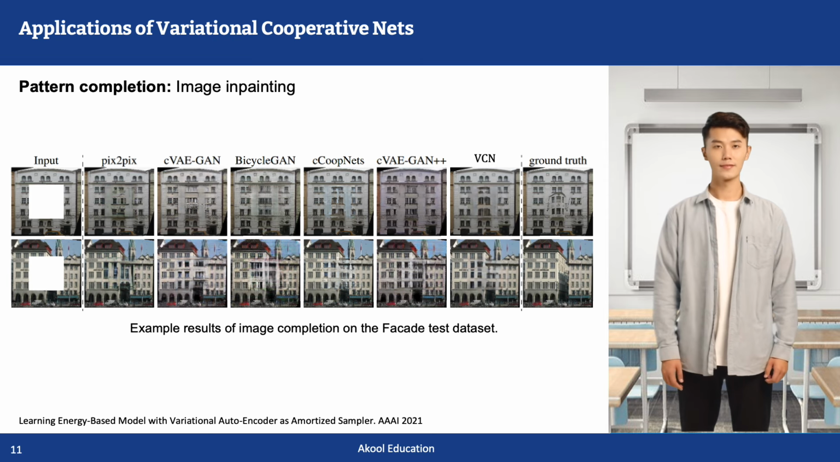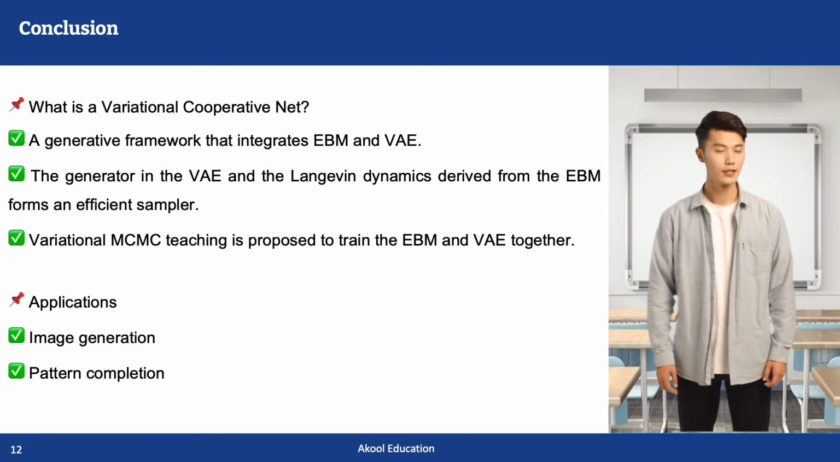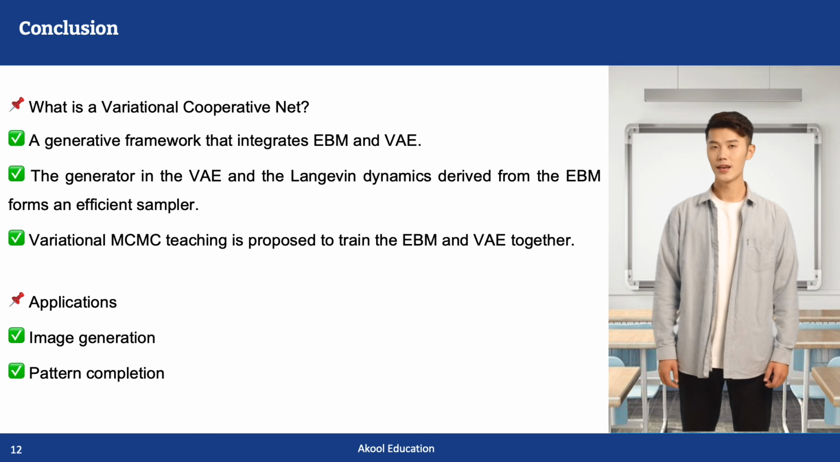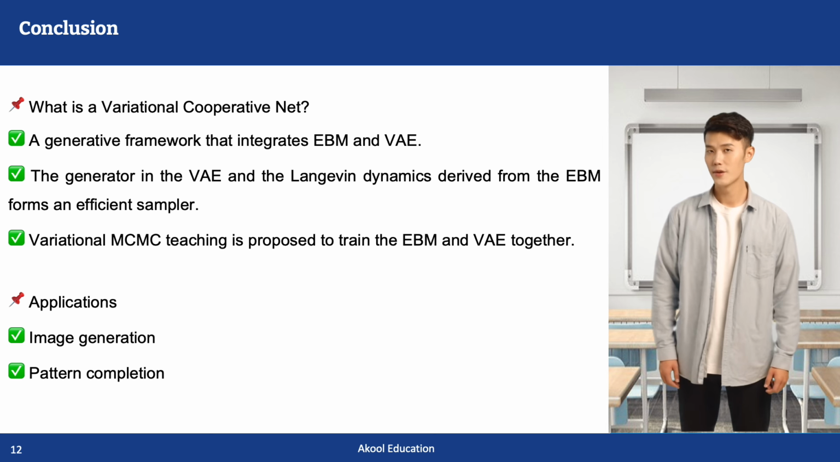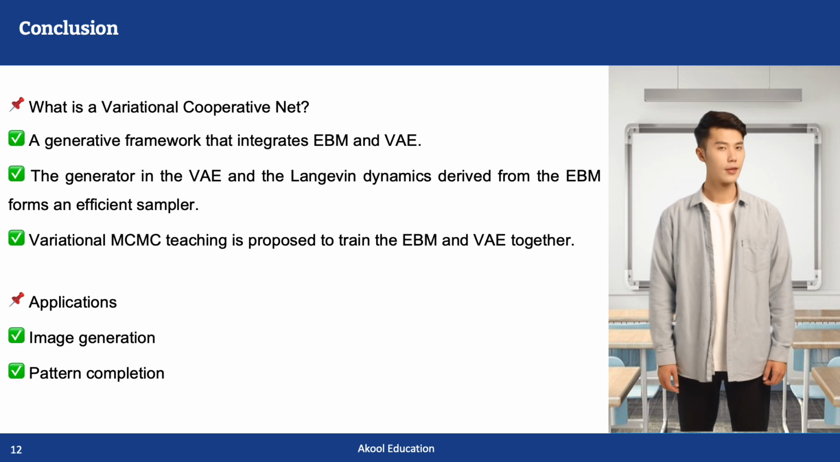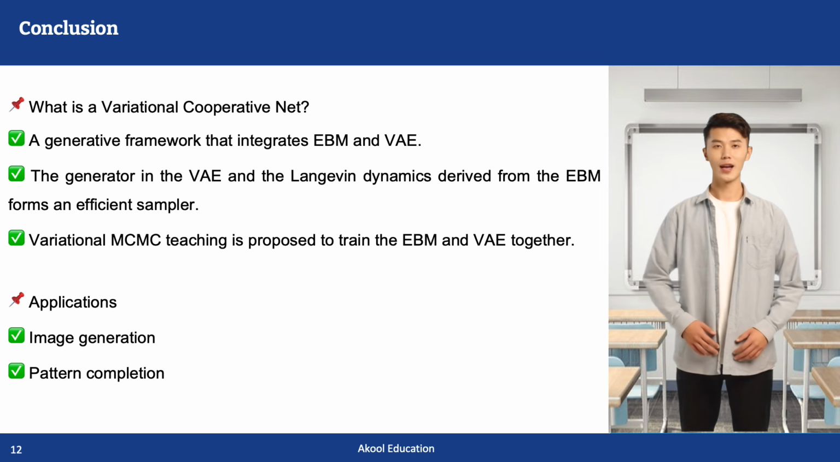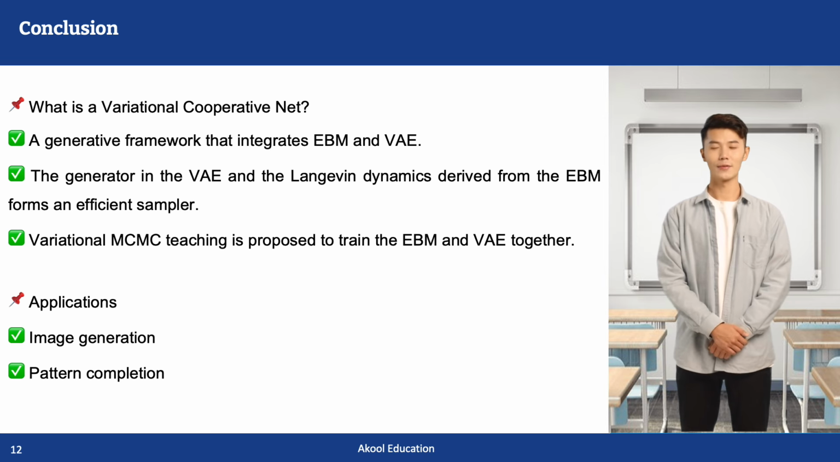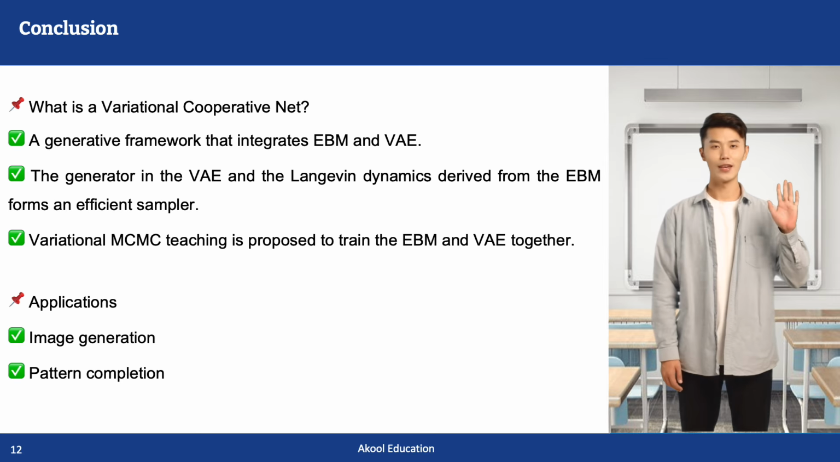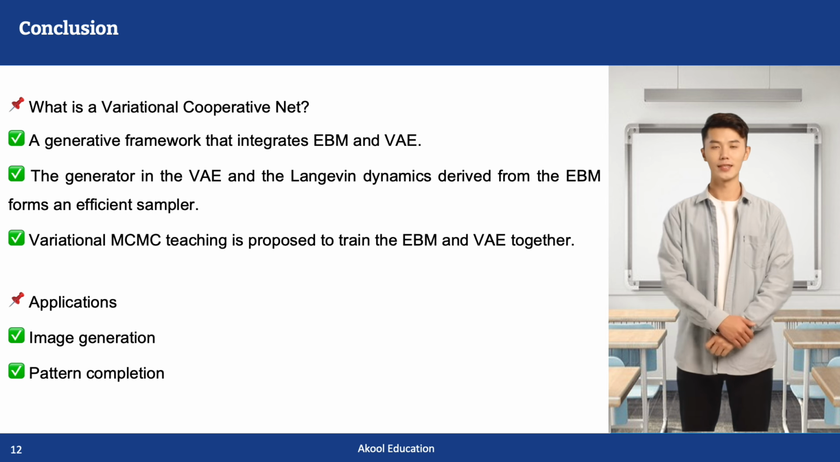To summarize, variational cooperative nets integrate an energy-based model and a variational autoencoder into a single cooperative learning framework. The generator from the variational autoencoder and the Langevin sampler from the energy-based model complement each other, improving both efficiency and quality. Through variational MCMC teaching, the framework achieves mutual enhancement between learning and sampling. And as shown, the variational cooperative nets perform effectively in image generation and pattern completion tasks. Thank you.